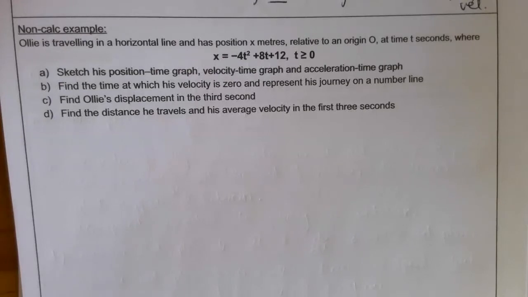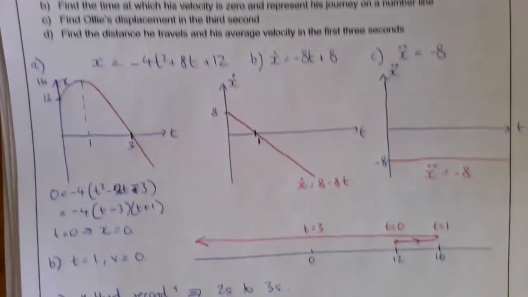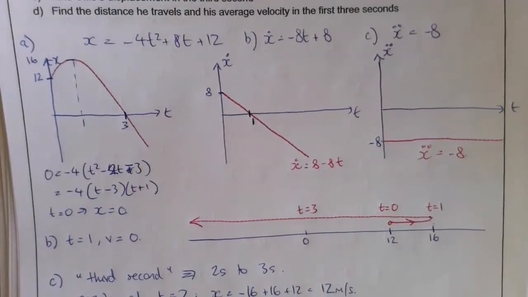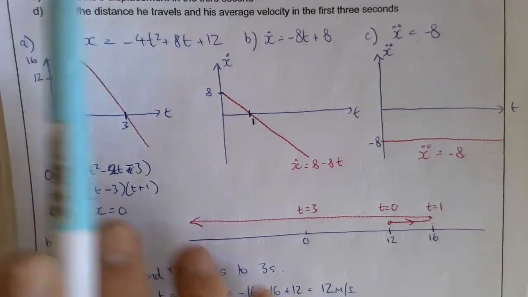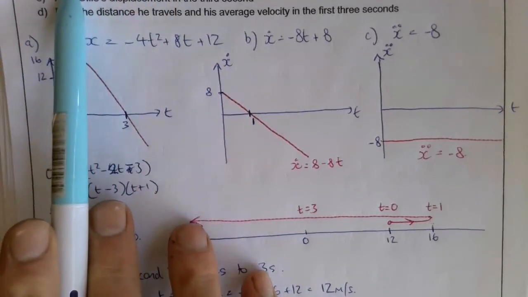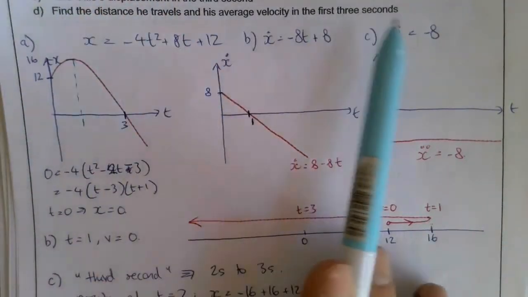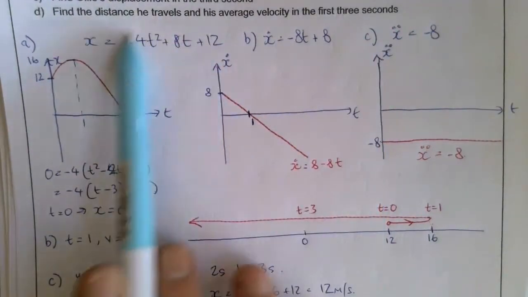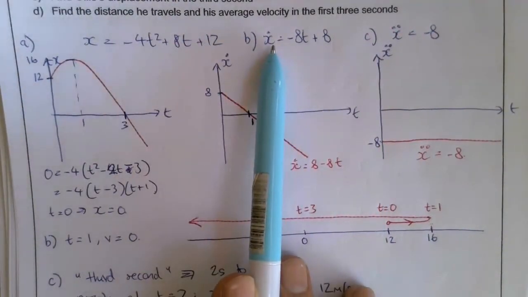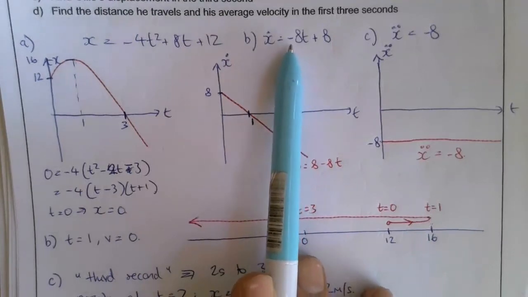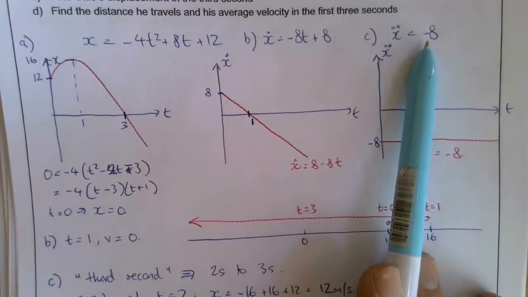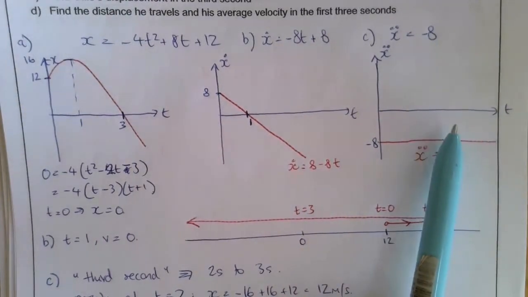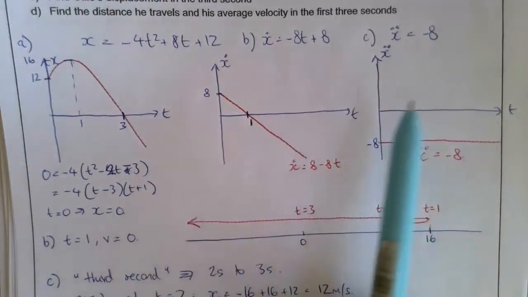Okay, I'm going to show you my solutions now, which I just did a little bit earlier. So, first thing I did as I was thinking about the first sketches is I quickly differentiated twice. So I started off with my equation for position, then I've got my equation for velocity, which is minus 8t plus 8, and then I've got my equation for acceleration, which is minus 8. And then I would normally work backwards if doing the sketches.